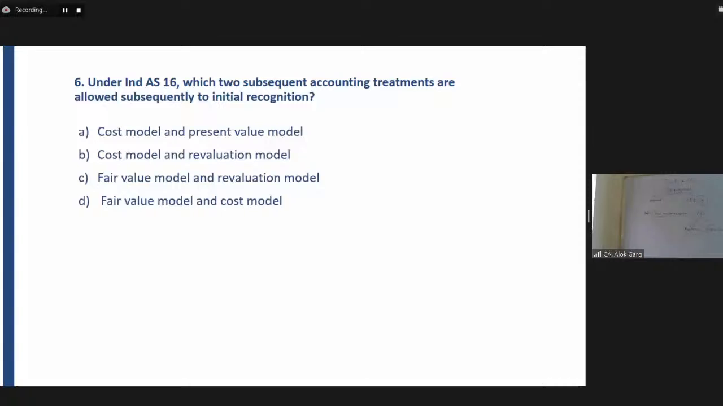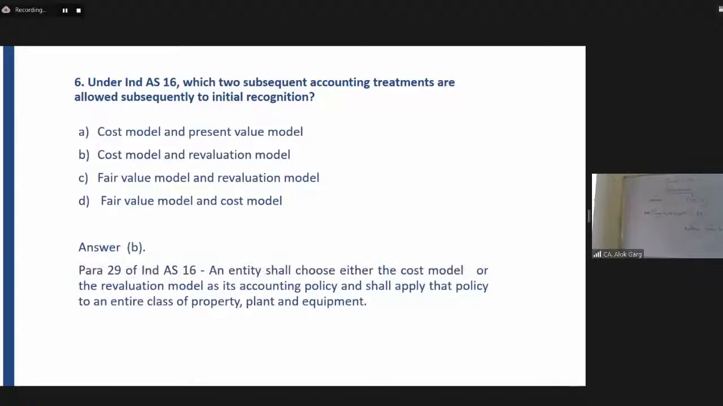Perfect, guys. Yes, it is cost model and revaluation model. Para 29 says that an entity shall disclose either the cost model or the revaluation model as its accounting policy and shall apply that policy to the entire class of property, plant and equipment. Absolutely fantastic.